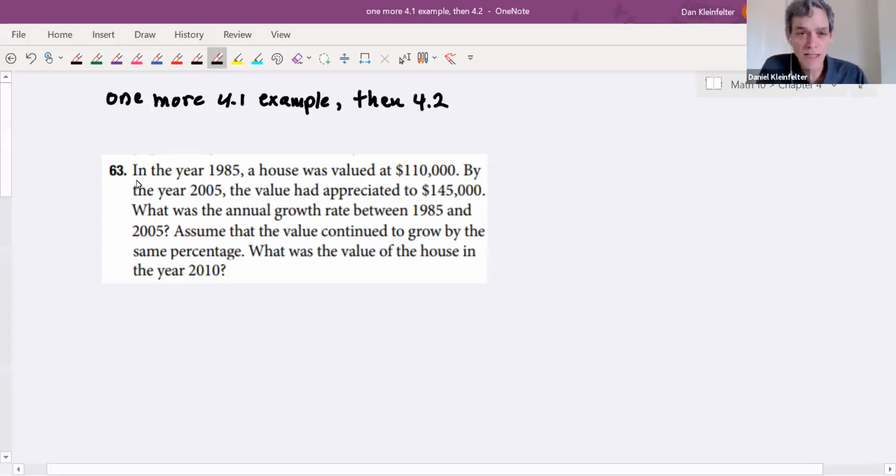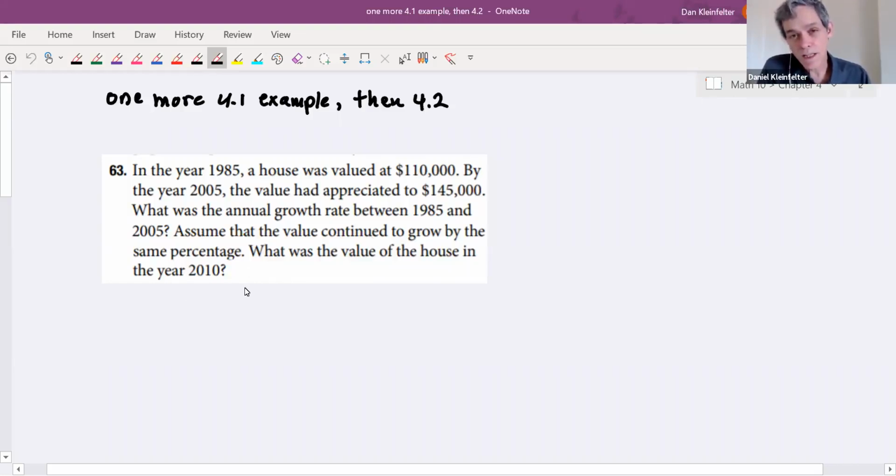So this one is number 63 from our textbook. It says in the year 1985, a house was valued at $110,000. By the year 2005, the value had gone up to $145,000. We want to know the annual growth rate between 1985 and 2005. And then assume that the value continued to grow by the same percentage. We want to know the value of the house by the year 2010.